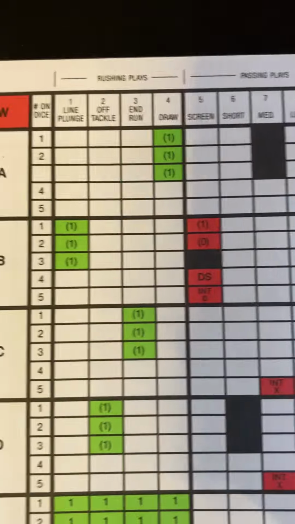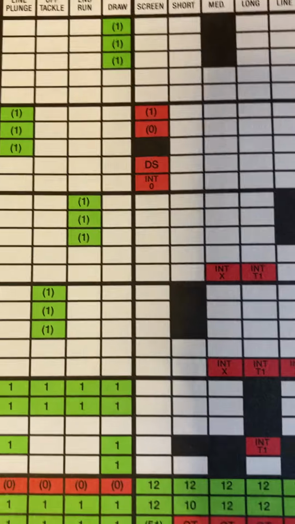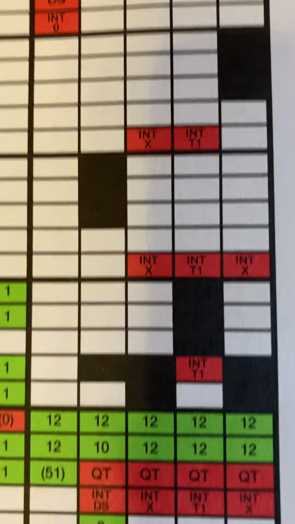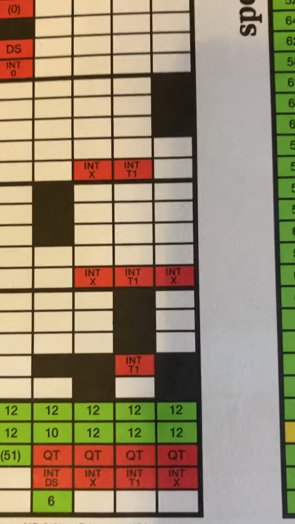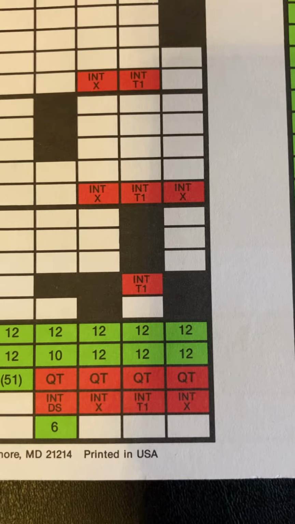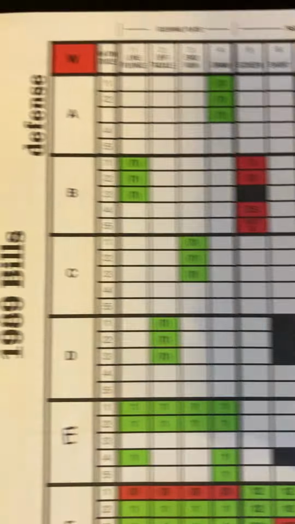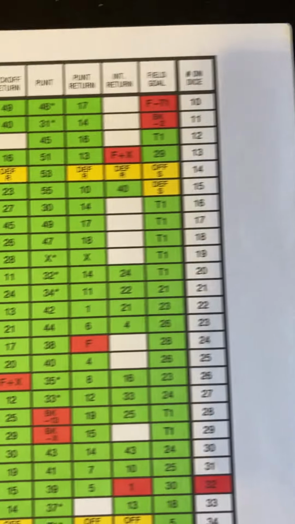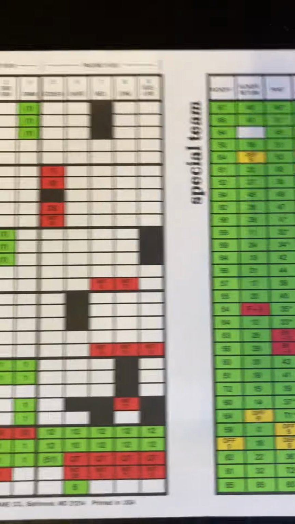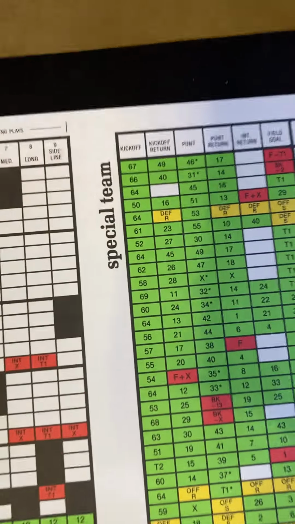Here's an example of one of Nicely's version 2 charts, 1989. And here's the variable yardage factors in action. X, T1, intercept DS there on the blitz for the 89 Bills. They also use it on special teams and on the offensive side of the chart as well.